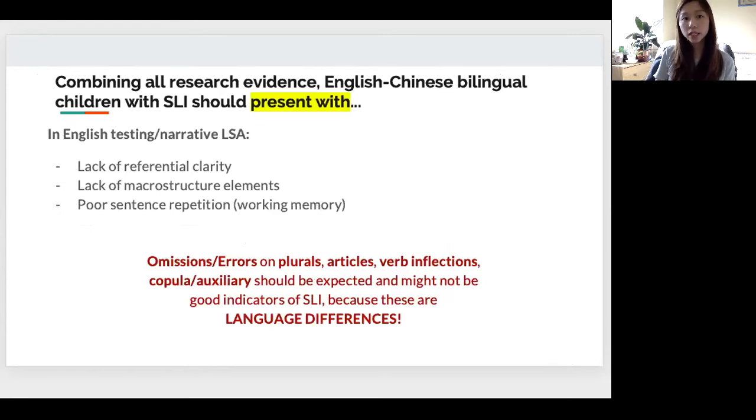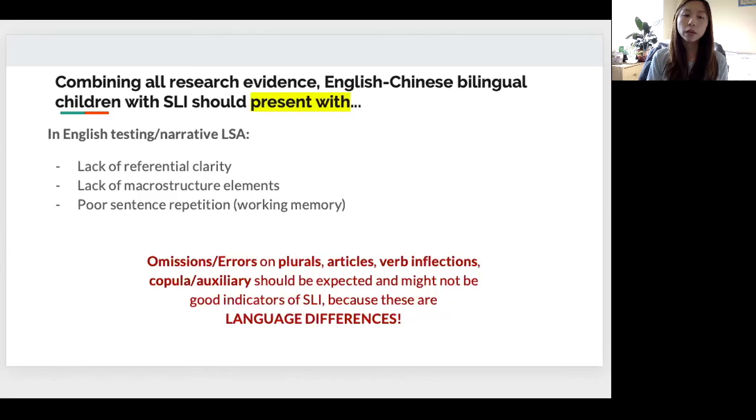And in English testing and narrative language sample in English with bilingual children, it is expected to see, again, lack of referential clarity and lack of macrostructure elements in the story, and then poor performance in sentence repetition due to working memory deficits.